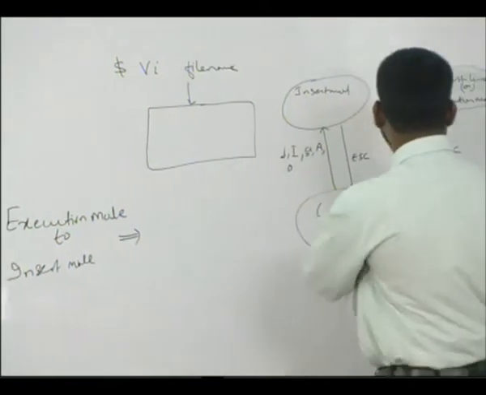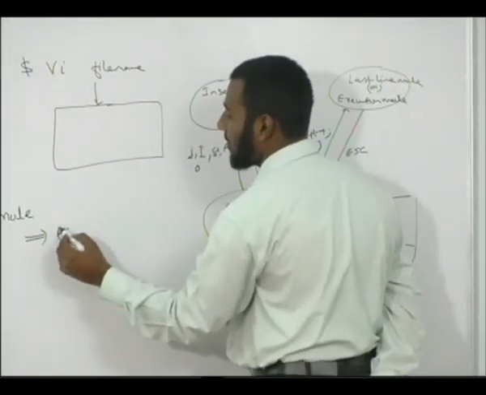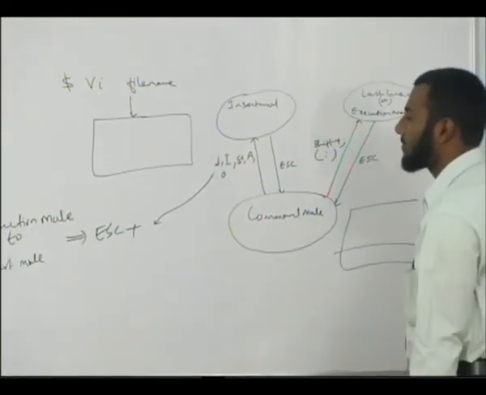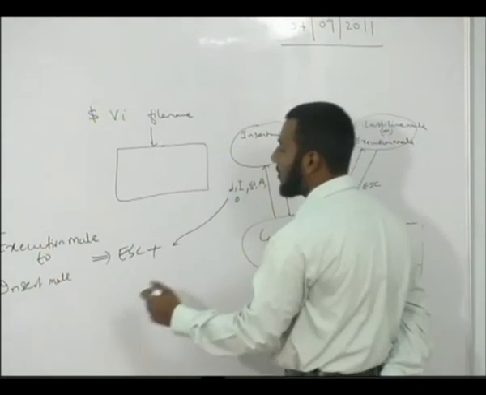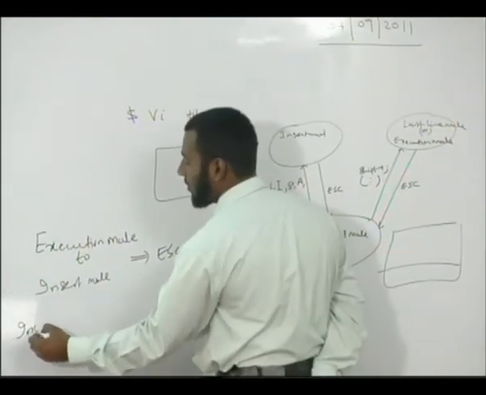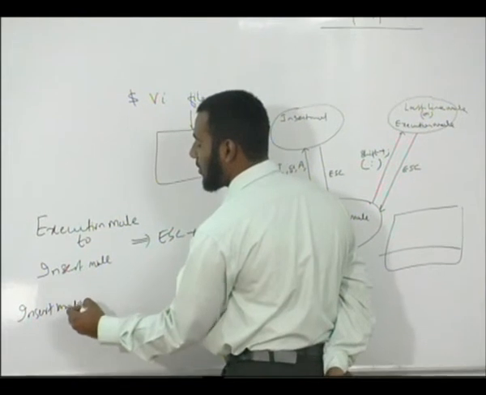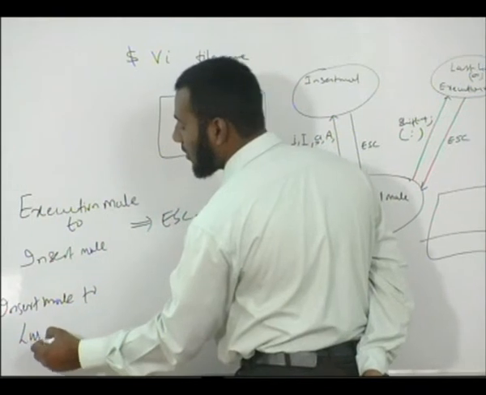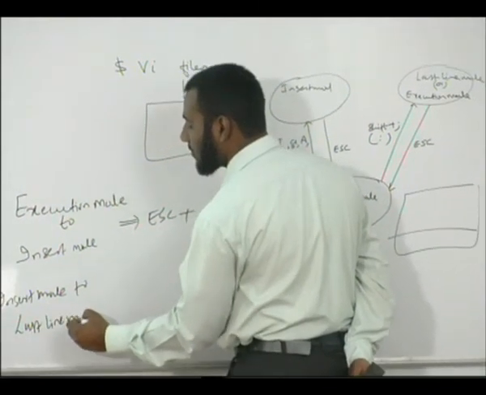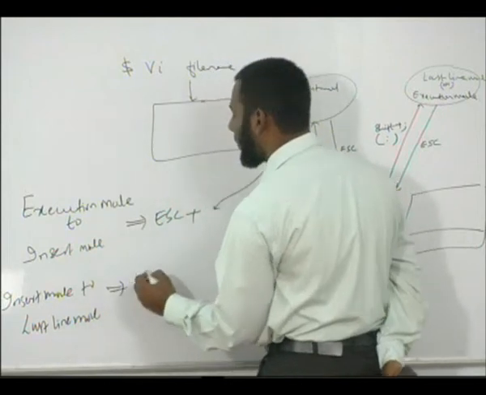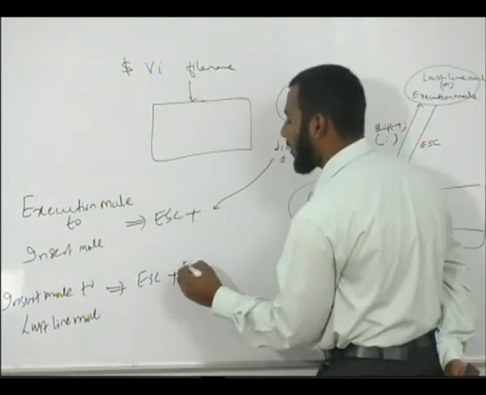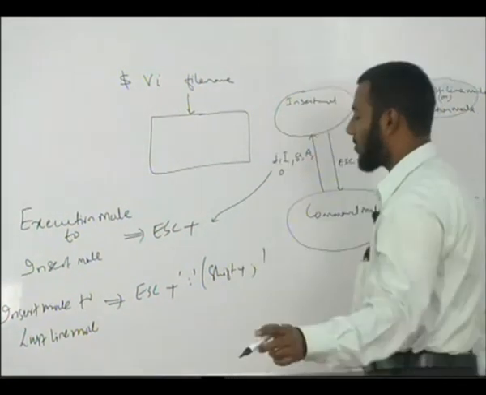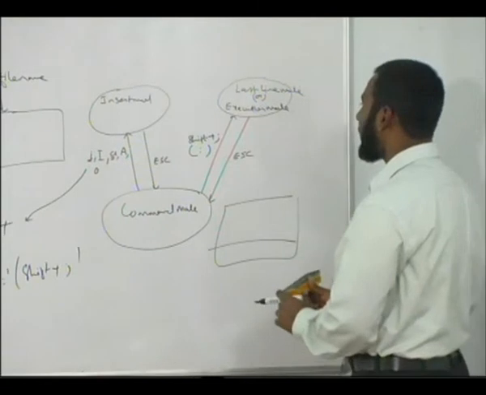The keys will be escape plus any one of these, I or A. If I want to move from insert mode to execution mode or last line mode, then we'll use escape plus colon. How do you get this colon? Shift plus semicolon on the keyboard.